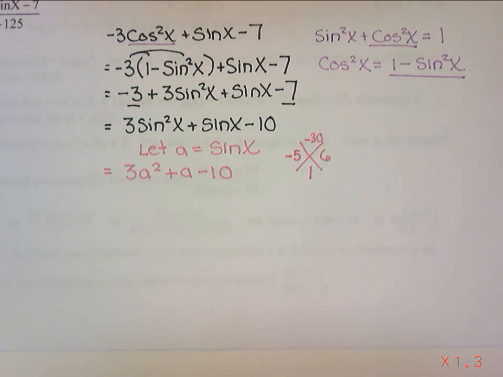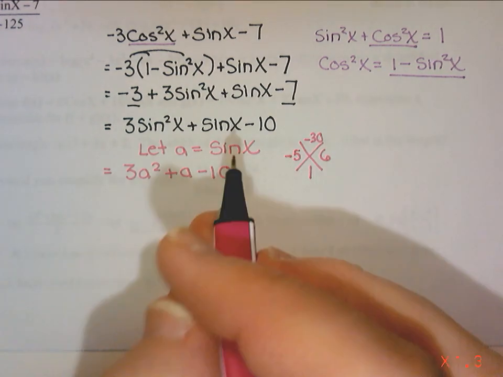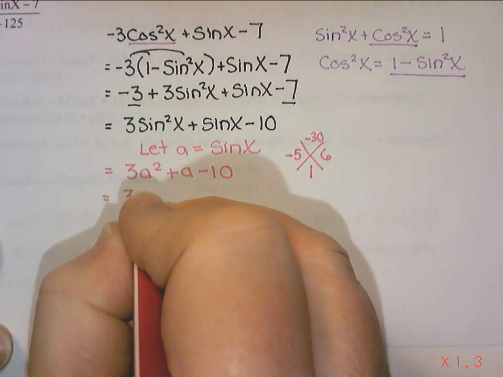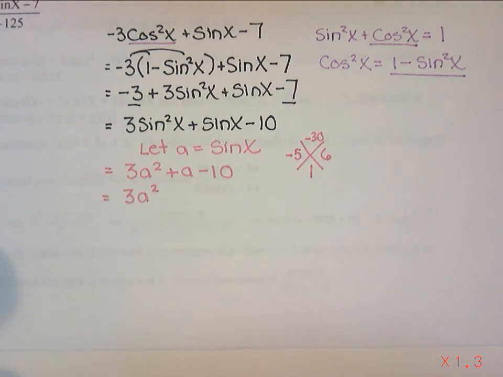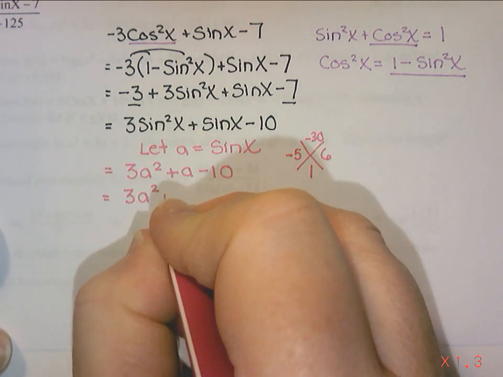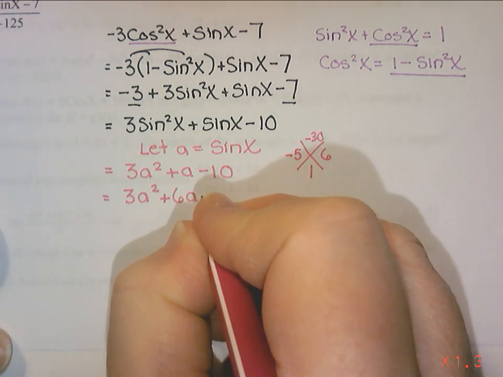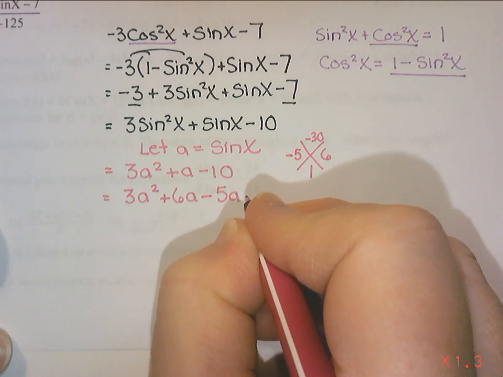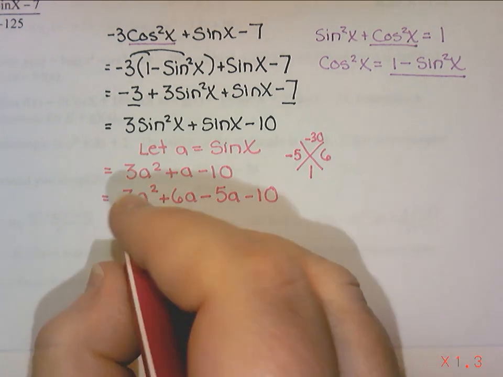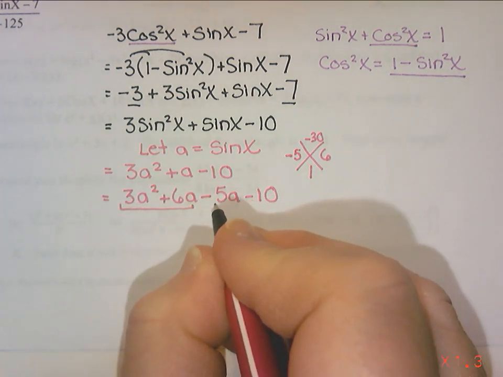So I'm going to replace that middle term of 1a with the two terms, negative 5a and then plus 6a. I think the 6 goes better with the 3, so I'm going to put that first, and then the 5 after it. So I have 3a squared plus 6a minus 5a minus 10. I'm going to group first two and last two.